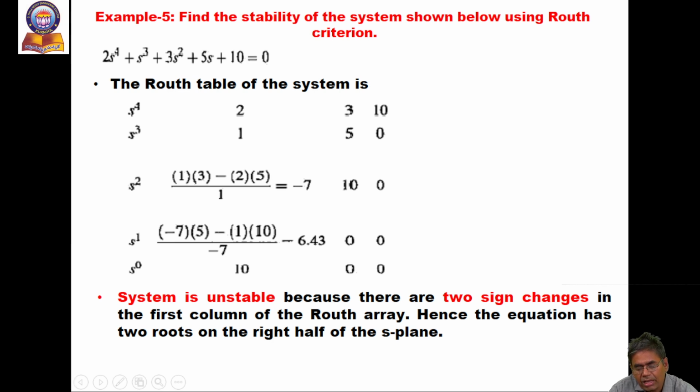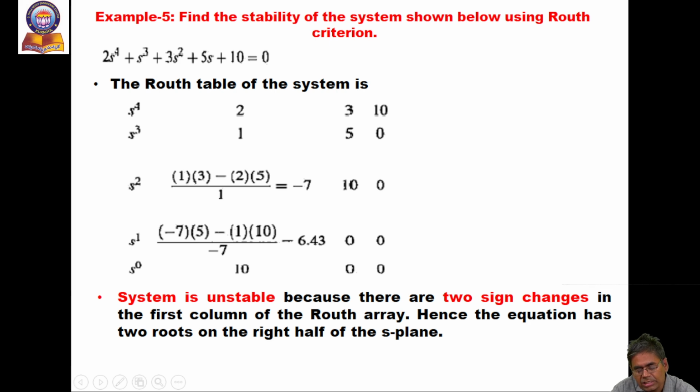One more example. Find the stability of the system using the Routh stability criterion. This is the characteristic equation: 2s to the power 4 plus s cubed plus 3s squared plus 5s plus 10 equals 0. For s to the power 4, the coefficients are 2, 3, 10; s cubed is 1, 3. Then calculate the remaining elements in the first column of the Routh tabulation. The s squared coefficient is minus 7, the s to the power 1 coefficient is minus 6.3, and s to the power 0 coefficient is 10. Then there are two sign changes, plus to minus, minus to plus. Then two roots are present in the right half of the s plane. The system is said to be unstable.